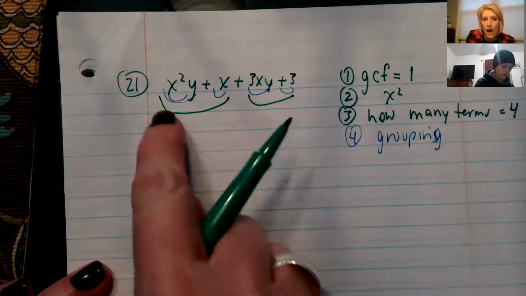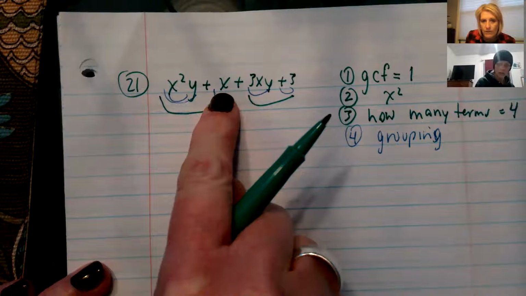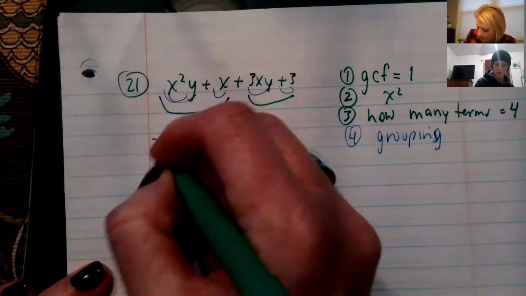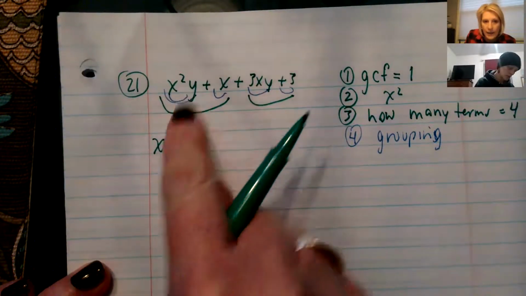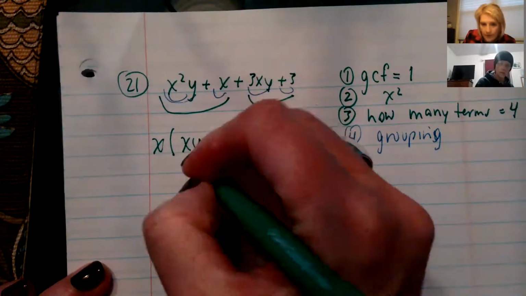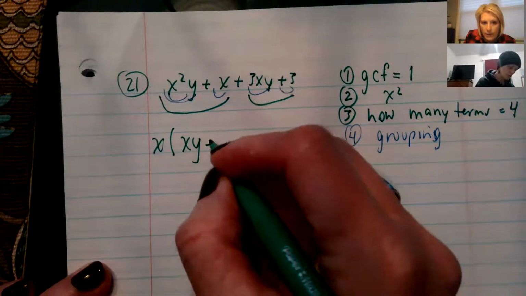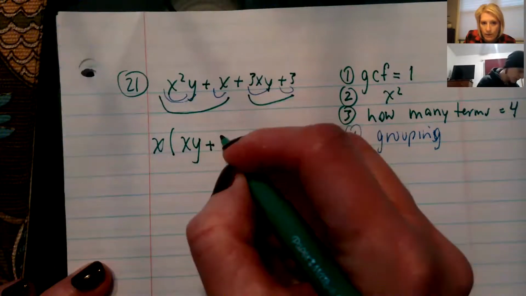Okay, so I'm asking myself, what's in common between the first two? The X's. So the X. And if I divide out that X from the first one, I have an XY left. And if I divide out an X from the second one, I have a 1.